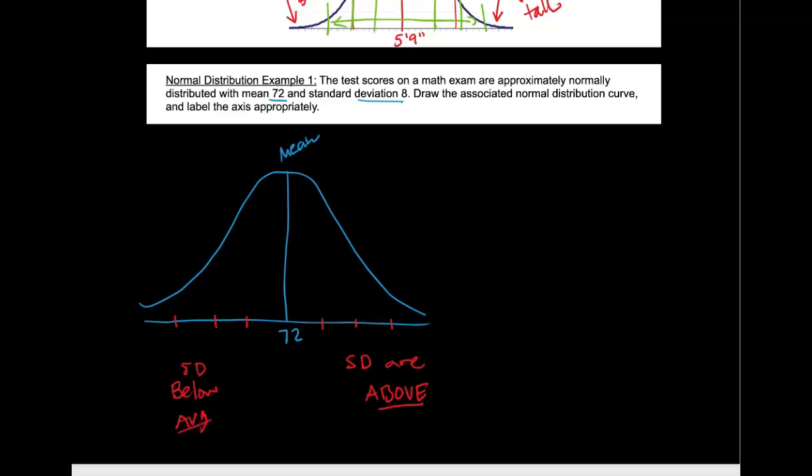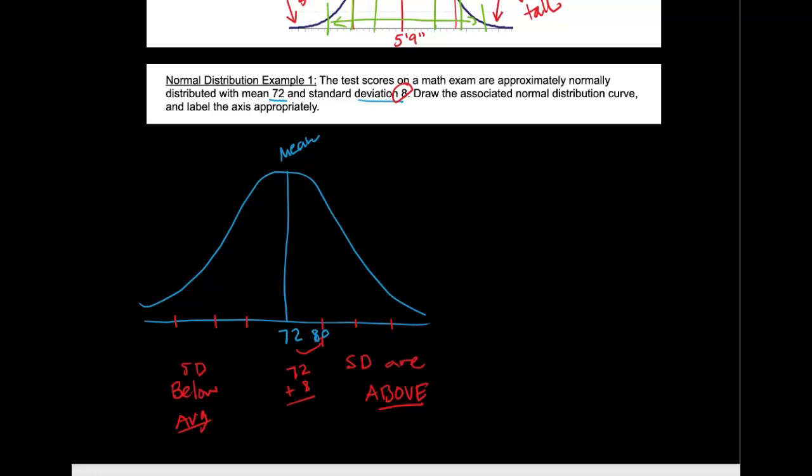And so what we can do is use the standard deviation of 8 that's given in the problem to calculate what these scores would be at these standard deviation marks. All we have to do is add and subtract whatever the standard deviation is. So to get this first tick mark, we do 72 plus 8, and we get 80. So if a person scored 80 on the test, they were 1 standard deviation above average.